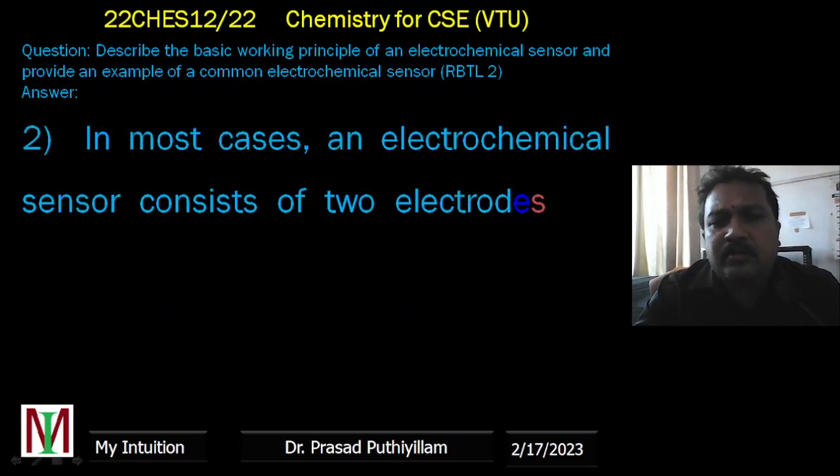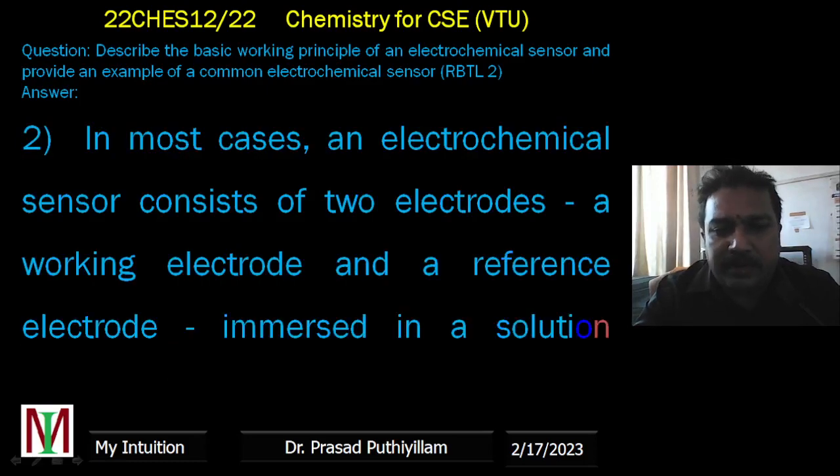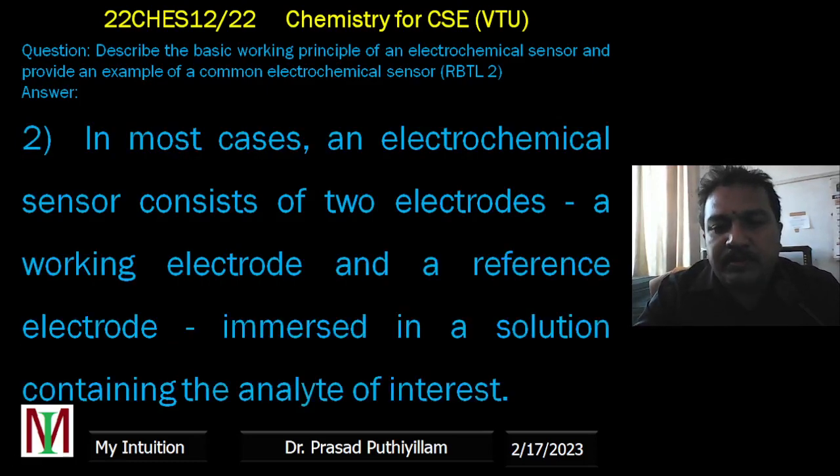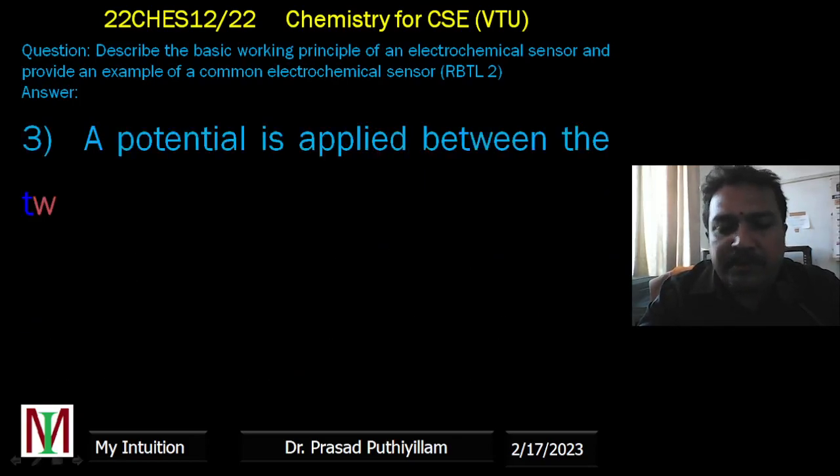In most cases, the electrochemical sensor consists of two electrodes, a working electrode and a reference electrode, immersed in a solution containing the analyte of interest. The working electrode will measure the change in the electrochemical reaction, or change in the ion concentration, or any changes which are needed. With reference to the other electrode, which we call the reference electrode, you will get the result, as the potential reading will be measured.